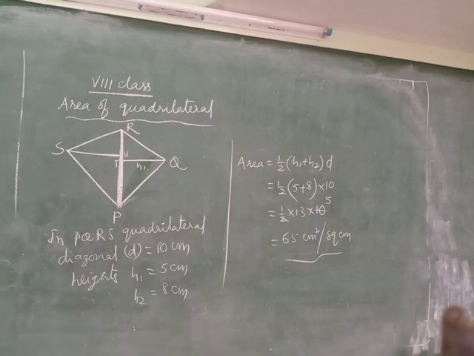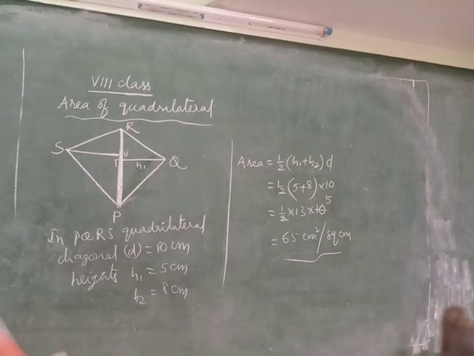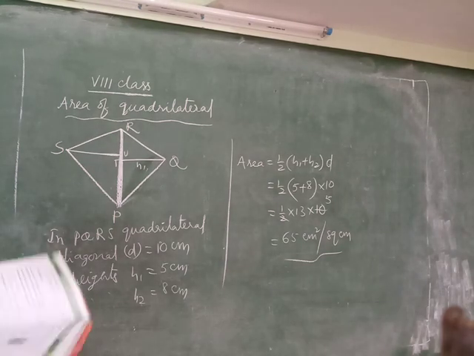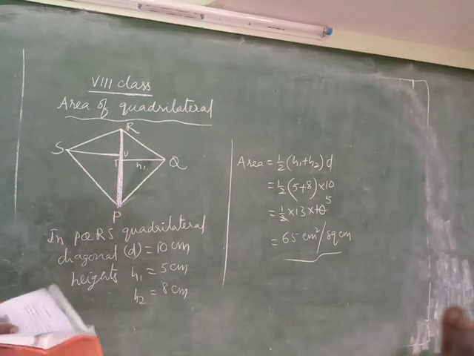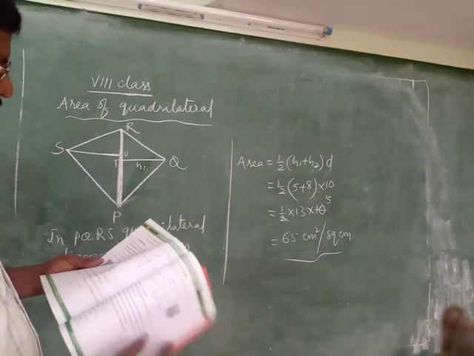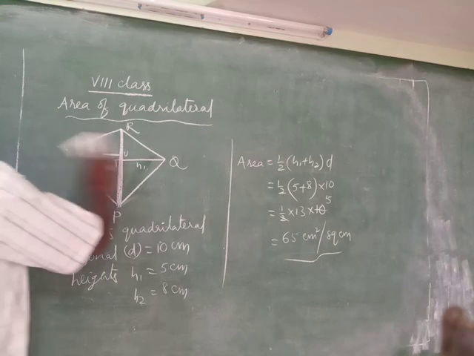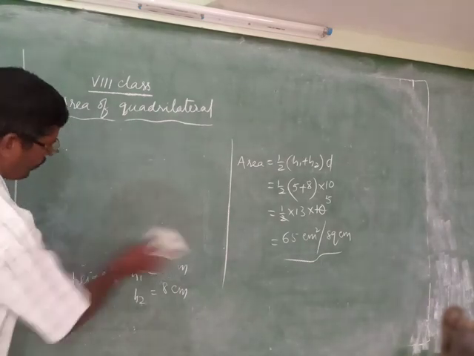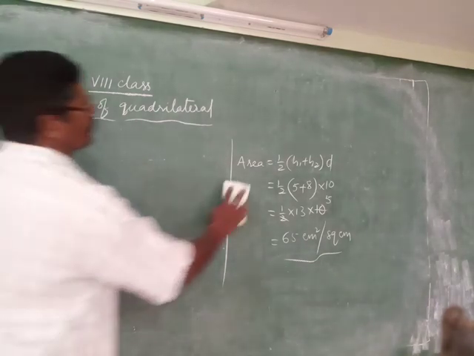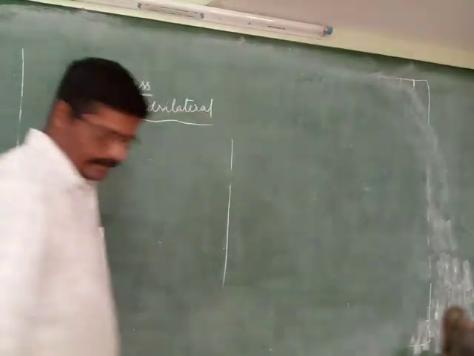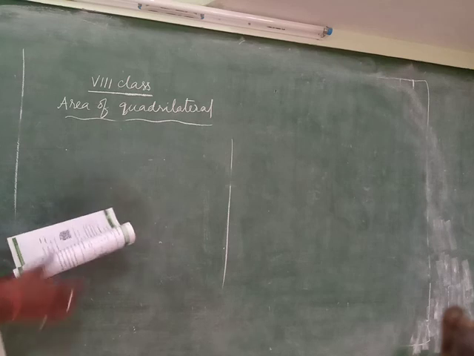Next figure. After the quadrilateral, first of all, trapezium. Second, quadrilateral. Third one, rhombus. How to find the area of the rhombus?